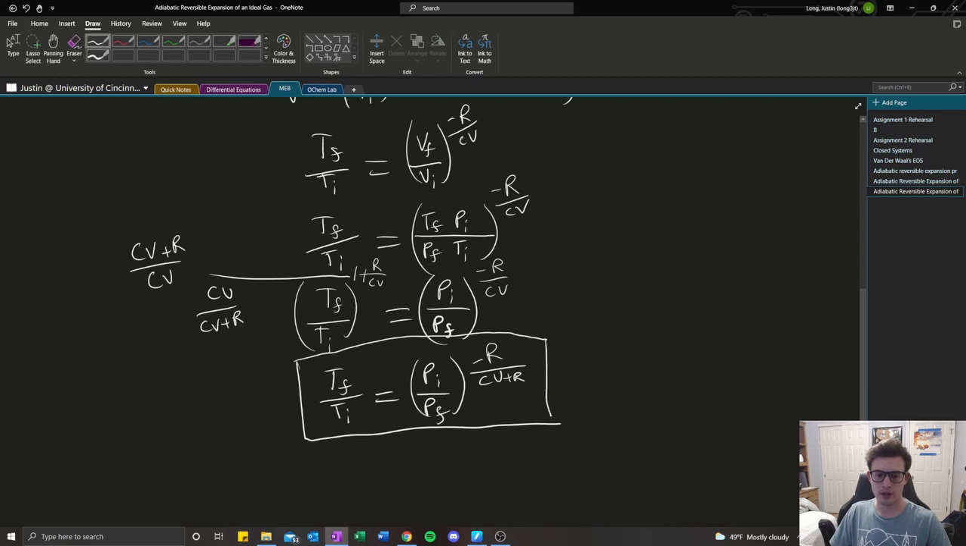In the next part, we are going to combine this relationship between temperature and pressure with the relationship we found in the first part, and see what magic we can make happen.